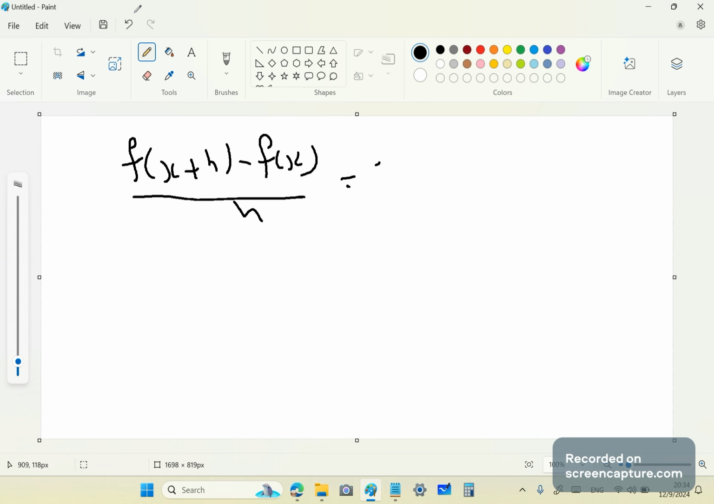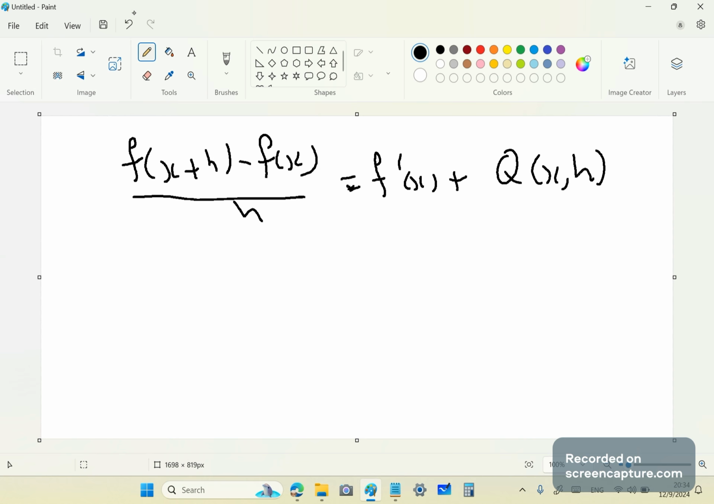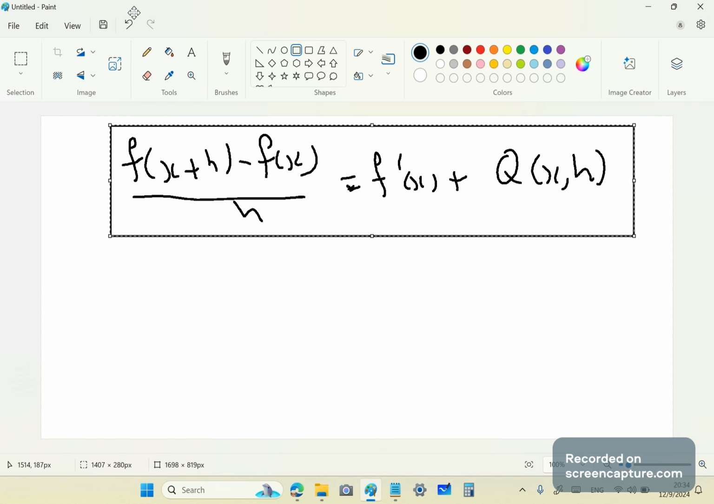So if we write f of x plus h minus f of x over h is equal to f of x plus q of xh. And by the way, you can't argue with this identity. It's true. It's a geometric identity, and it's true. So there's nothing you can say against this.